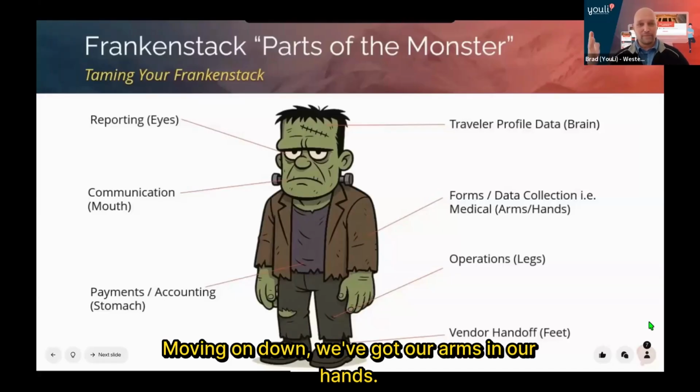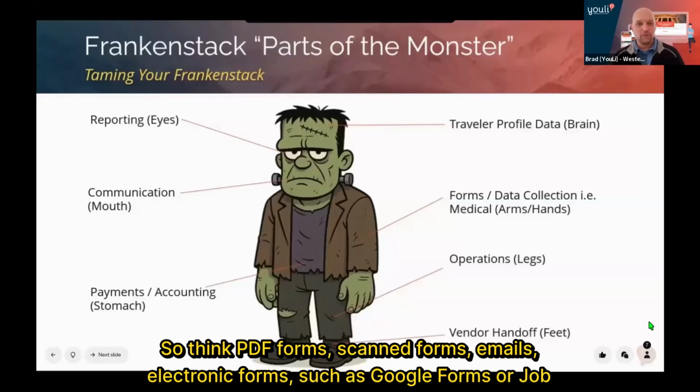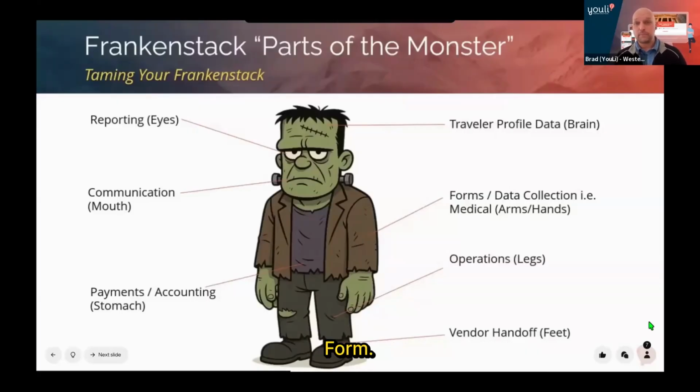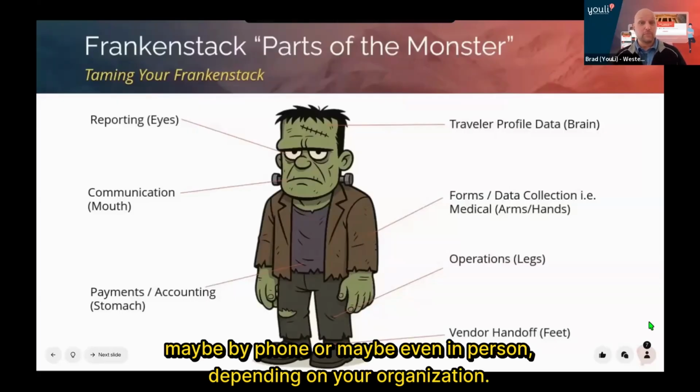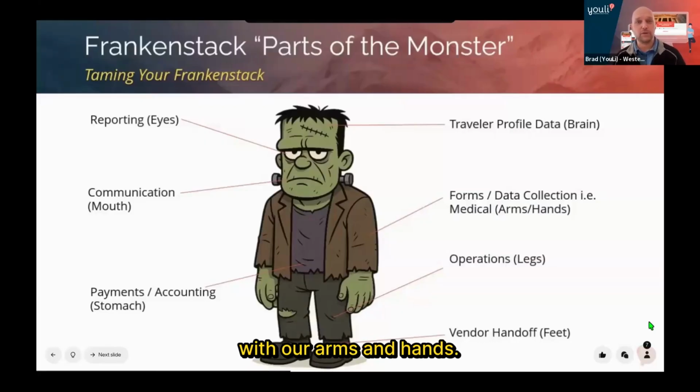Moving on down, we've got our arms and our hands. This is how we're reaching out and capturing that information. So think PDF forms, scanned forms, emails, electronic forms such as Google Forms or Jotform, maybe by phone or maybe even in person, depending on your organization. Those are all the different ways we're reaching out and capturing that information with our arms and hands.